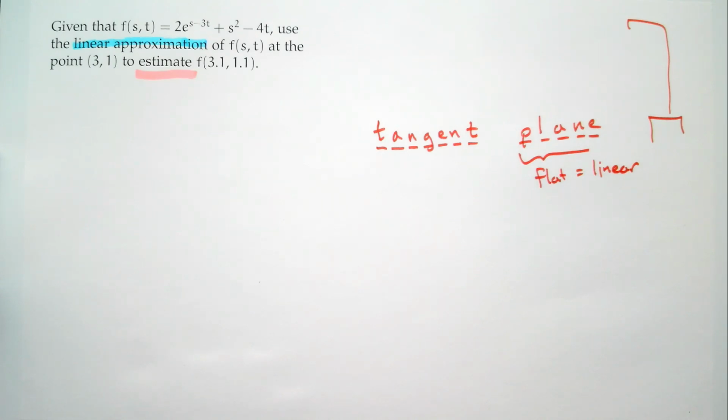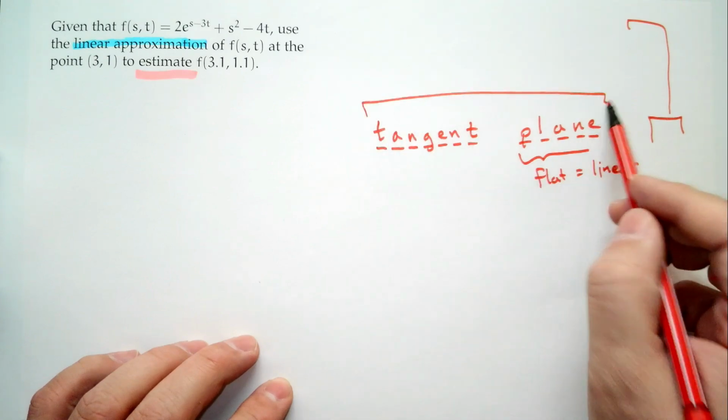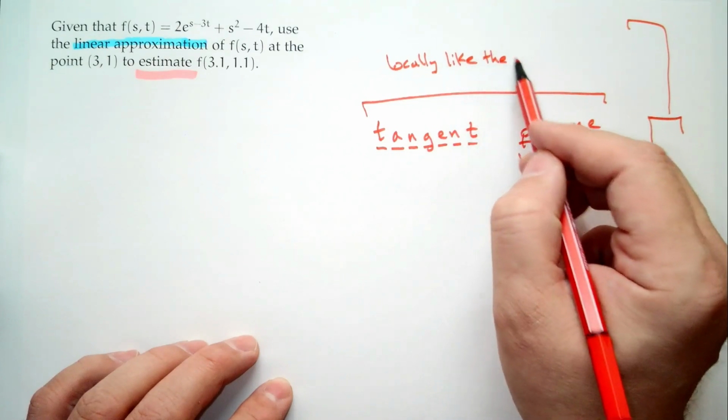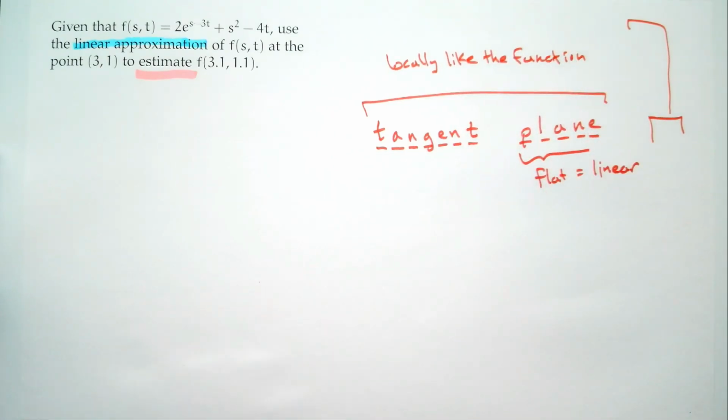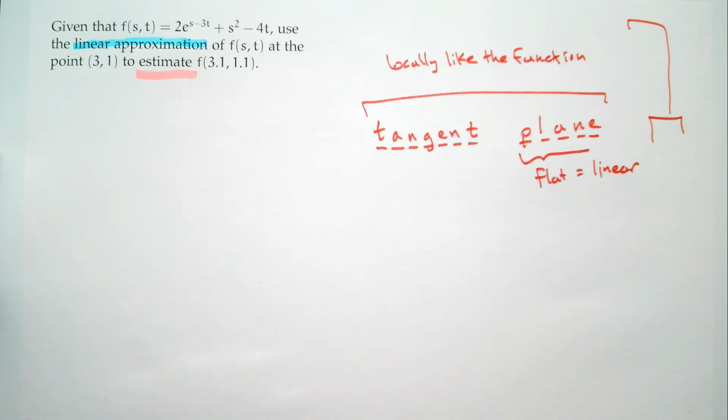Now, that's linear. Where does the word approximation come from? Well, the idea is that the tangent plane is locally like the function. If you were to zoom in and look closely at the surface z equals f of s comma t, and were to also put right on top of that the tangent plane, when you're very close, say 0.1 away, they're almost identical. So that's where the idea of approximation comes from. So the linear approximation is the tangent plane.